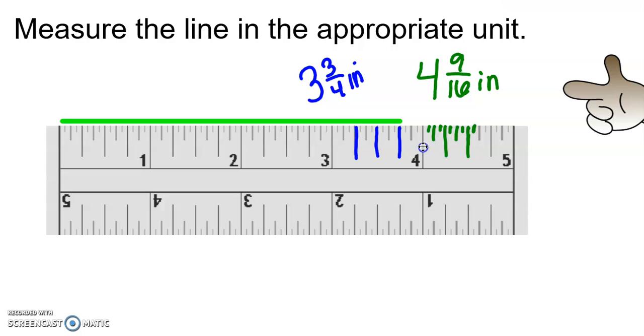And let me give you one more example. Let's say our line went up to here. This would be 2 and 1/8, 2/8, 3/8, 4/8, 5/8. This would be 2 and 5/8 inches.